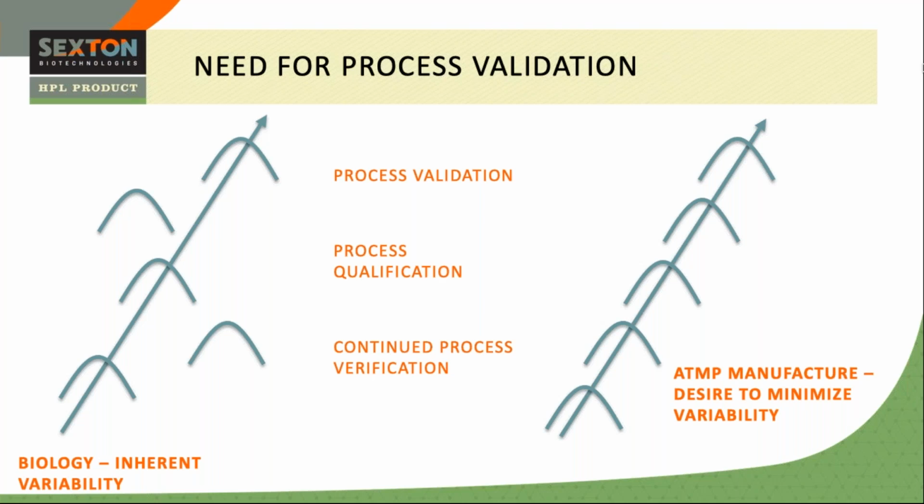And this begins with process design, whereby the commercial manufacturing process is defined based on knowledge gained through development and scale-up activities. We then move through process qualification, at which point the process design is evaluated to determine if the process is truly capable of reproducible commercial manufacturing. And finally, continued process verification. This acts as ongoing assurance, which is gained during routine production and ensures that the process remains in a state of control.